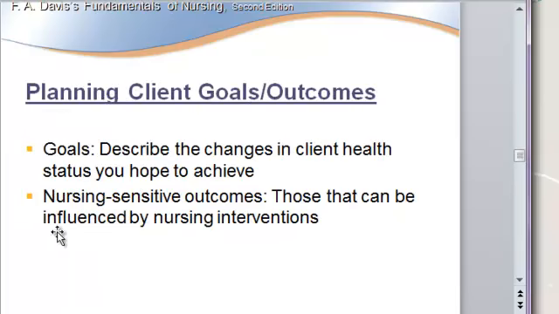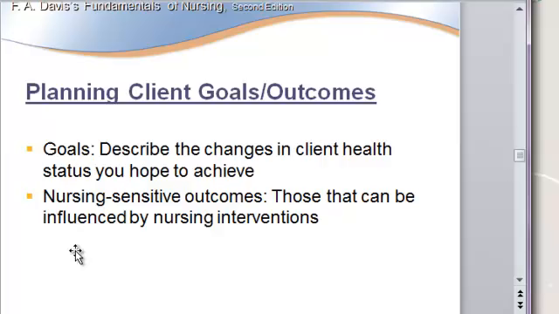So under our planning clients' goals and outcomes, I think you just need to go back to the definitions that are on page 91. A goal is also called an expected outcome, desired outcome, or predicted outcome. Your book goes in great depth about what the difference is, what do the terms goal and outcome mean, and that's on page 92.